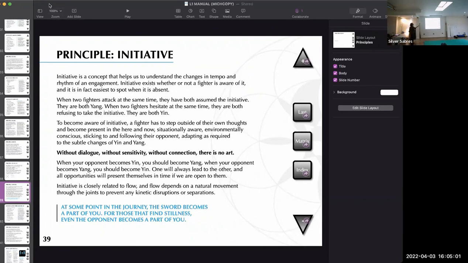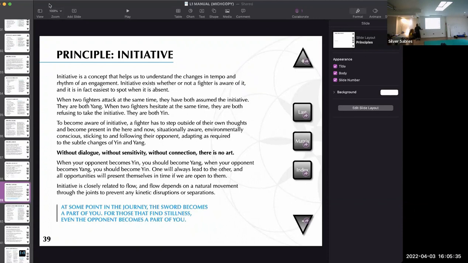You should become yin. One will always lead to the other, yang and yin and yang. And all opportunities will present themselves in time if we are open to them. You can't force that door open. You might want to bind to destroy their defense and get in there, but you still have to wait for the opportunity to bind. You can't bind them when it's not a bindable situation.